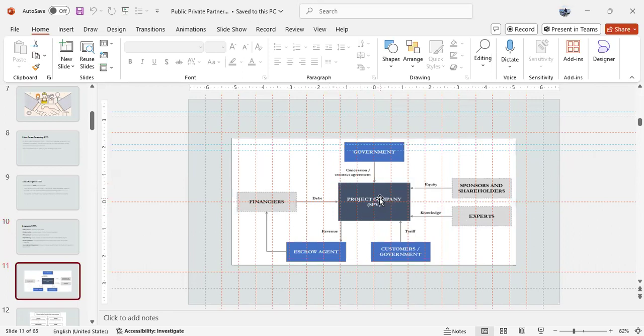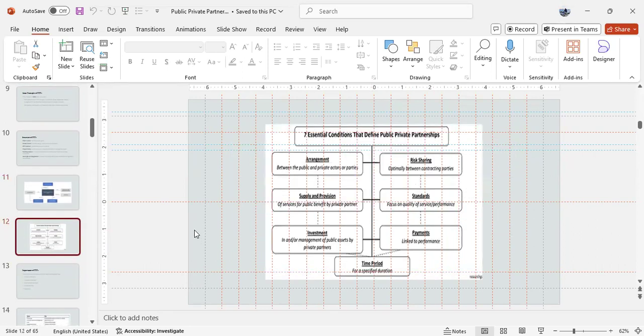We can see this is the project company. There is involvement of the government, sponsors and shareholders, experts, financiers, escrow agents, and customer or government. 7 essential conditions that define public-private partnerships. Arrangement between the public and private sector or parties. Risk sharing optimally between contracting parties. Supply and provision of services for public benefit by private partner. Standards that focus on quality of service or performance. Investments in and or management of public assets by private partners. Payments linked to performance and time period for a specific duration.